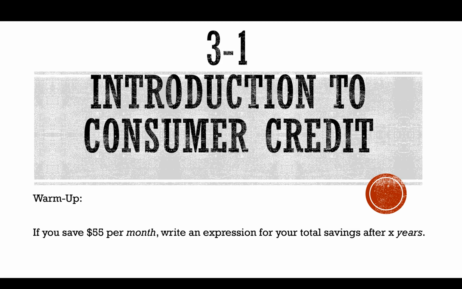All right, so our first warm-up is pretty easy here. It says if you save $55 per month, write an expression for your total savings after X years. One thing that might be tempting is to just do 55 times X, but you have to realize it's $55 per month being saved, and it's asking for an expression in years. Throughout this class, it becomes important to pay attention to the units of measure. You don't want two different measures of time, like months and years, so you want to make them all the same, one way or the other.